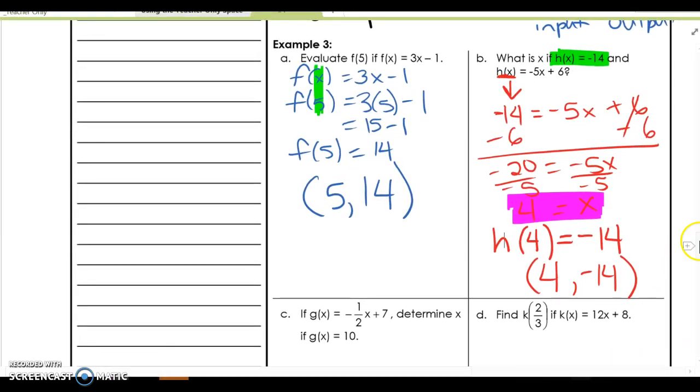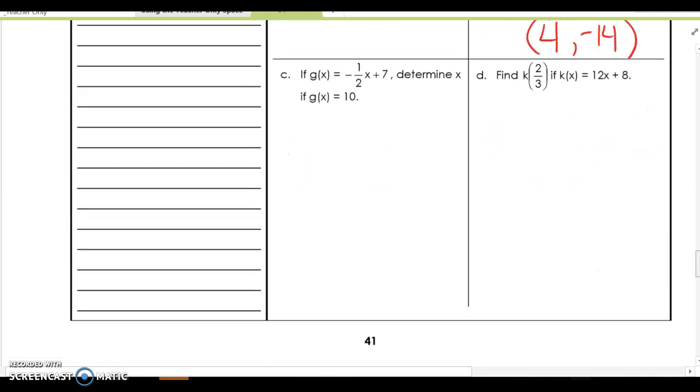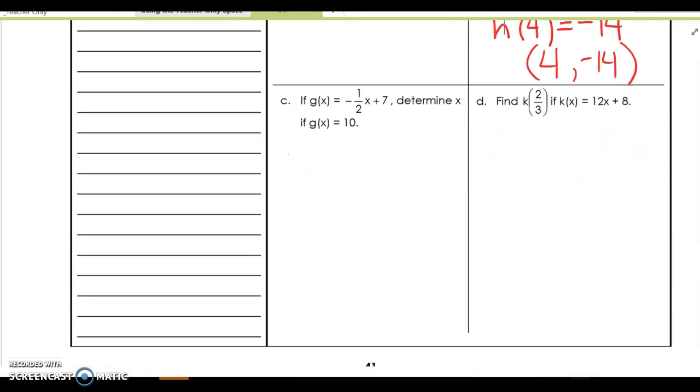Okay. C and D are very similar. C, if g of x equals this, determine x if g of x is 10. So g of x is right here. If g of x equals 10, then I'm going to put 10 in place of g of x and solve for x, substituting 10 for g of x.